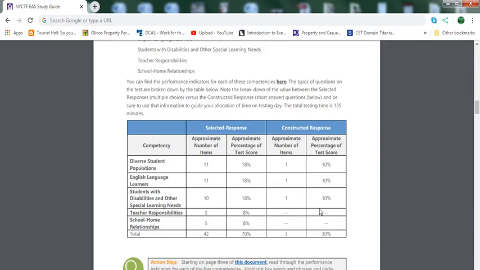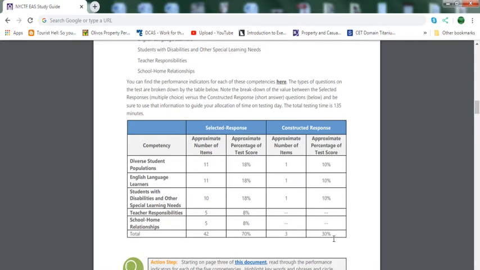So keep in mind, diverse student population is going to be 11 questions. That's 10%. English language learner is going to be 10%. The student with disability is 10%. Teacher responsibility and home-school relationships, all together, is 70%. And then the essays are going to be 30%. So keep that in mind.